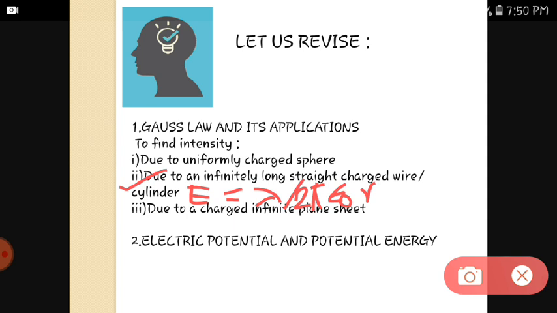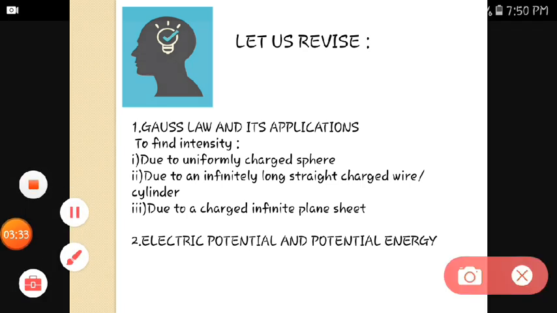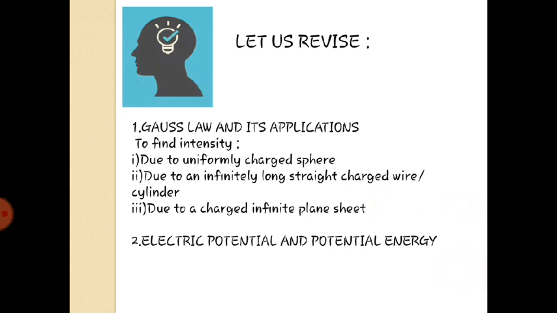Okay, and the third one is due to a charged infinite plane sheet. Because it has two faces, we got the formula E is nothing but sigma divided by 2 epsilon 0. Why did we get 2 over here? Because it is having two faces, so we got 2 over here. Alright, so this is what we have done yesterday. That means the application of Gauss's law.